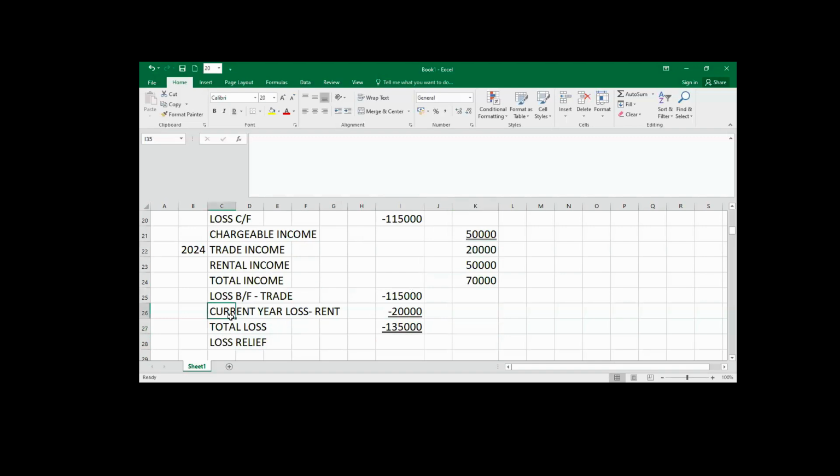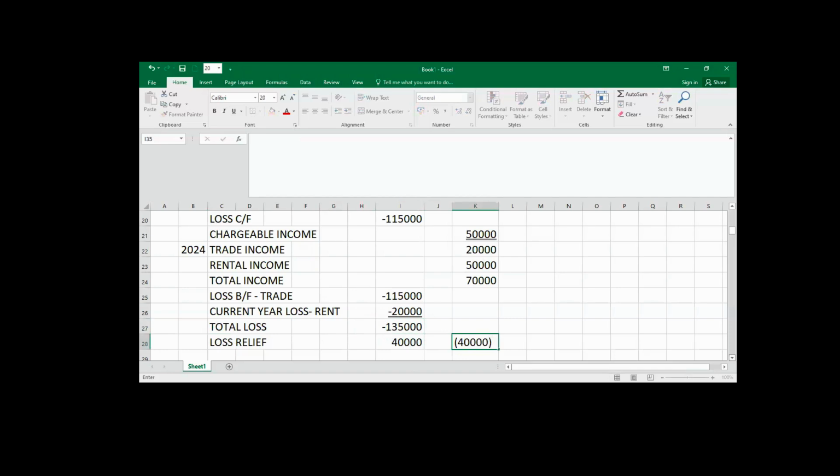Then from this current year of rent, there's also a loss of 20,000. We also relieve 20,000 from rental income because it's from that source. So that means in total, the total loss we are going to relieve will be what? 20,000 plus 20,000. That will give us 40,000. We can relieve the loss of 40,000. So loss relief will be 40,000 naira, which we are going to transfer to this column.